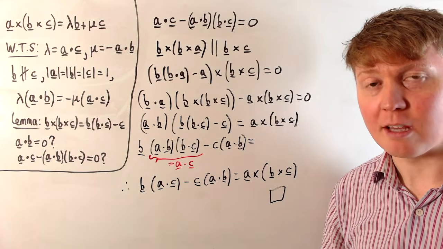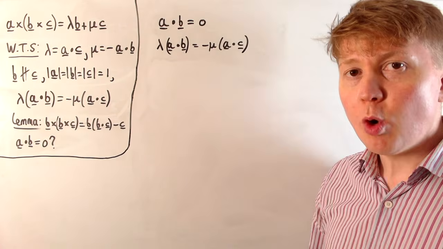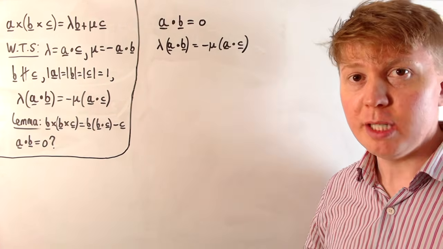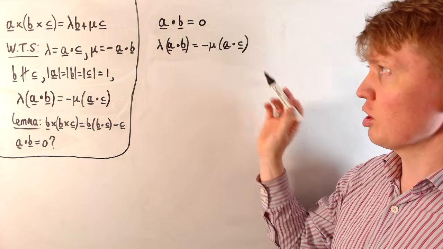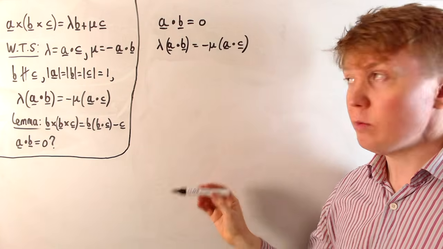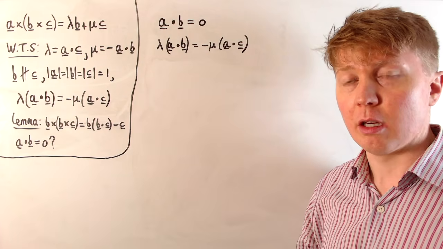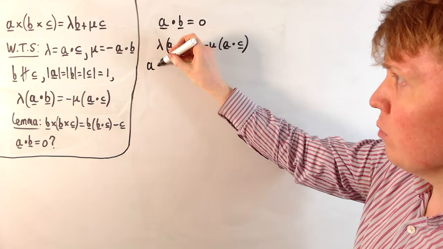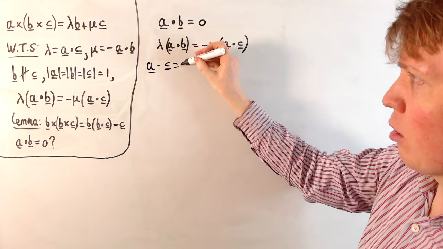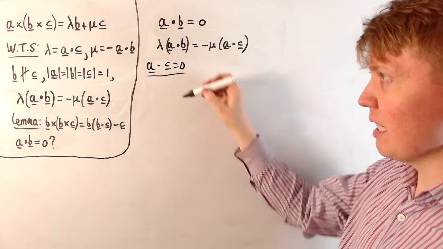Now we'll move on to the case where A dot B equals 0. And in this case, we can work from the equation lambda times A dot B is negative mu times A dot C. So if we have that A dot B is 0, so the left-hand side is 0, this means that one of these terms on the right-hand side, either mu or A dot C, is going to have to be 0. So if we first of all consider what if A dot C is 0, this means A is perpendicular to C. We've also got that A is perpendicular to B.